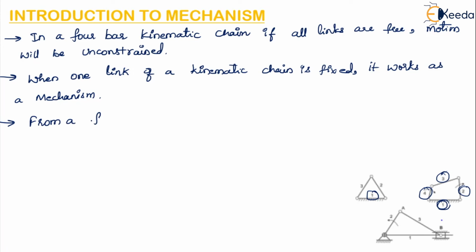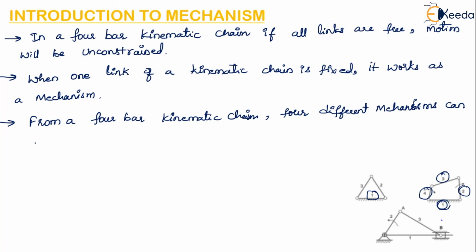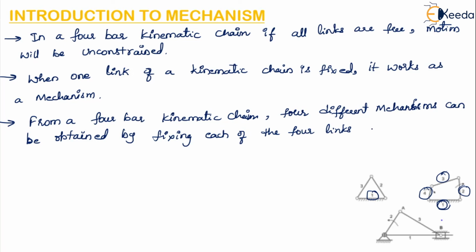So from a 4-bar kinematic chain, 4 different mechanisms can be obtained by fixing each of the 4 links turn by turn. So all these mechanisms are called inversions of the parent kinematic chain. So by this principle of inversion of 4-bar kinematic chain, several useful mechanisms can be obtained.